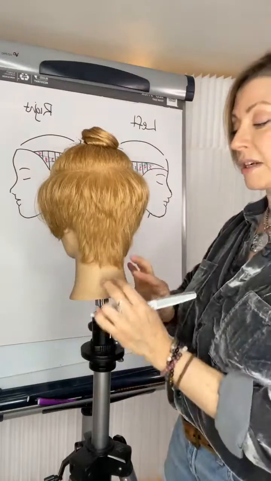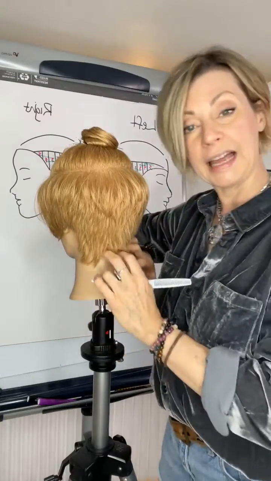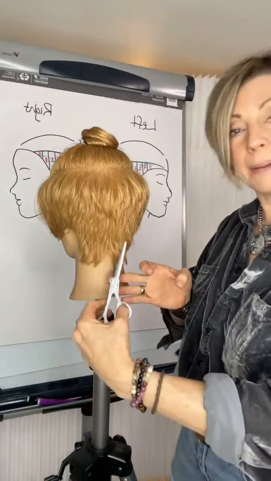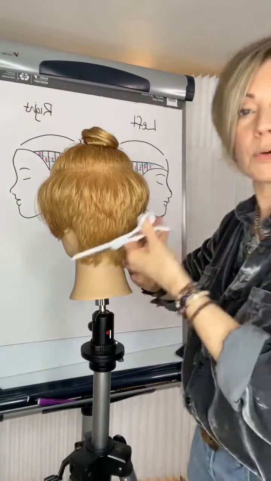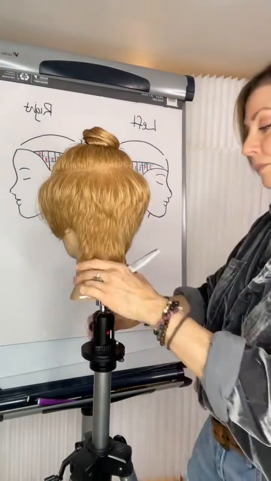When I want to get rid of length, I'm going to work from the bottom up. If I'm trying to just soften, I work from the top down.